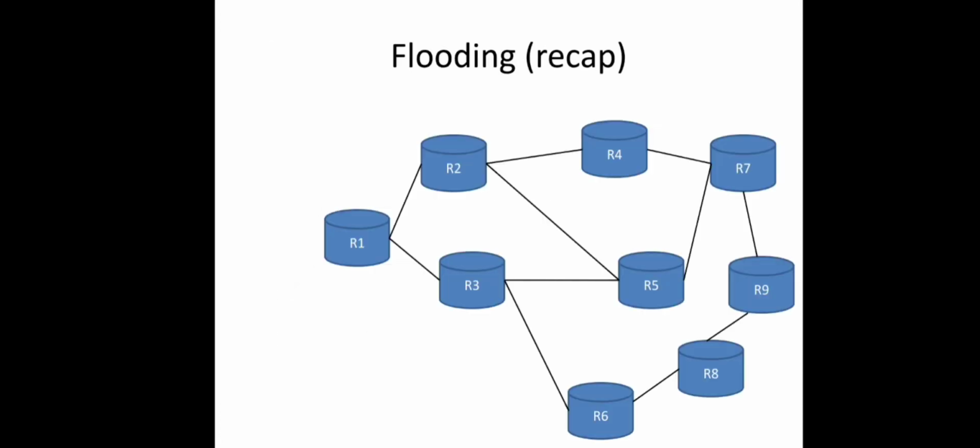A lot of issues are there with flooding, right? For example, suppose R1 is sending a packet. It will be sent to R2 and R3. Upon receiving this packet, R2 will forward the packet to R4 and R5. R3 also forwards this packet to R5 and R6. So R5 will receive 2 copies of the same packet. Duplicates are there.